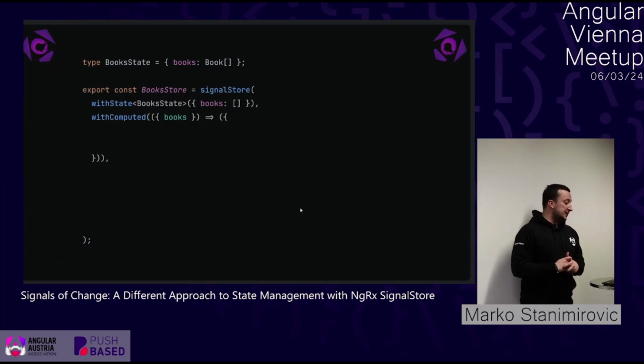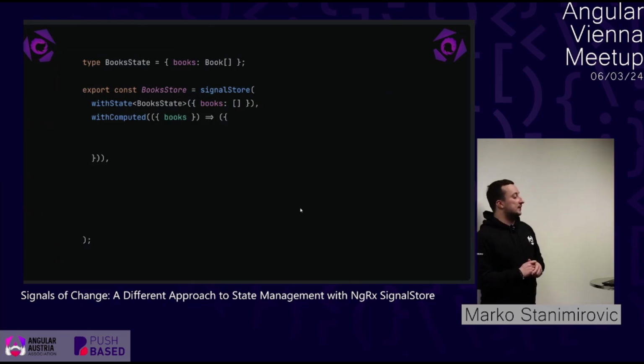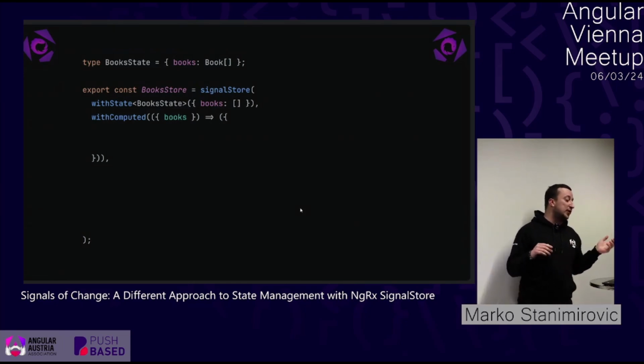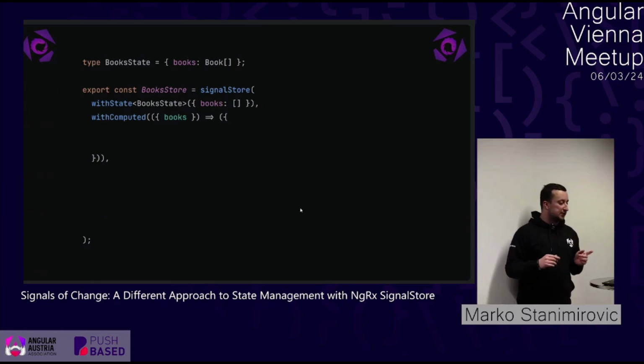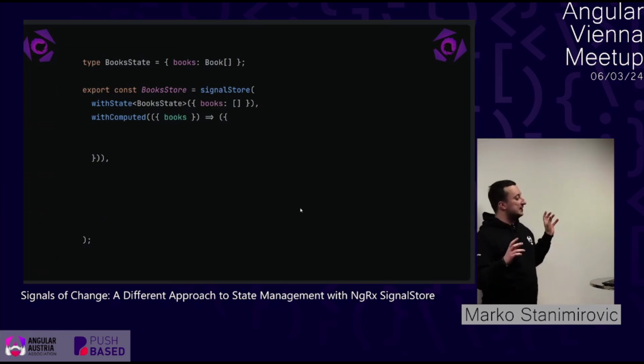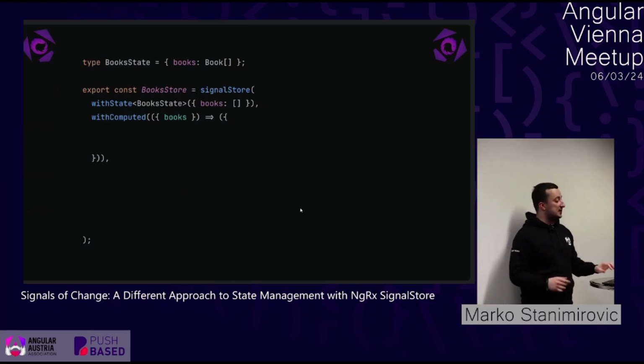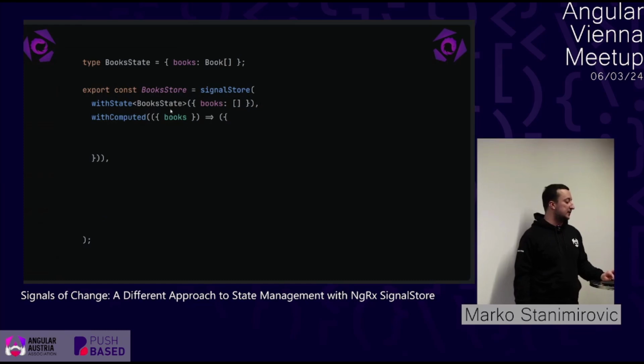The second base feature is called with_computed, and we can use with_computed to add computed signals to our SignalStore. Unlike with_state that accepts an object, an initial state, as an input argument, with_computed accepts a factory function as input. Input of this factory function will be all previously defined state slices. So under the hood, SignalStore will generate signals for each state slice that we define here. And these signals will be available here in the next step as an input argument of the with_computed factory function.